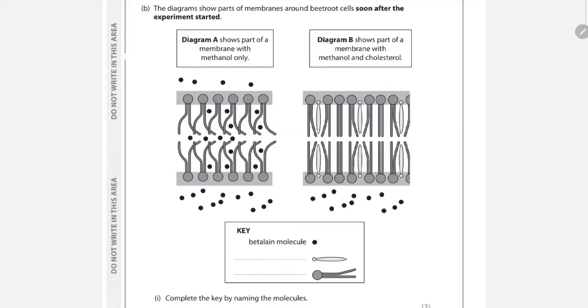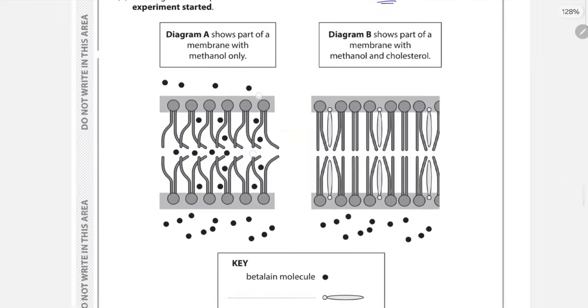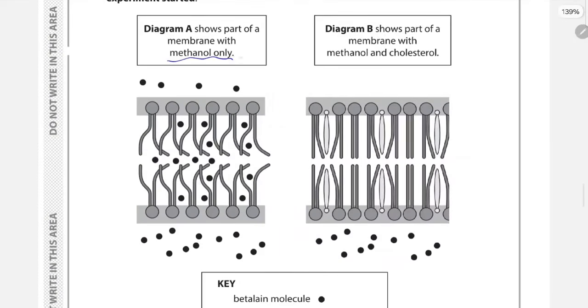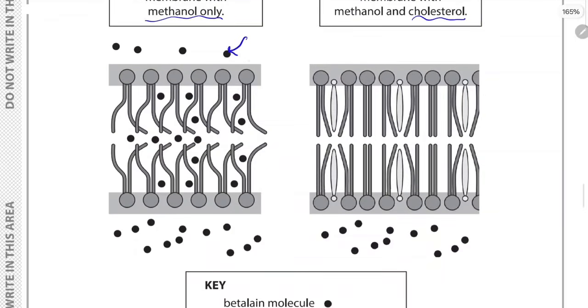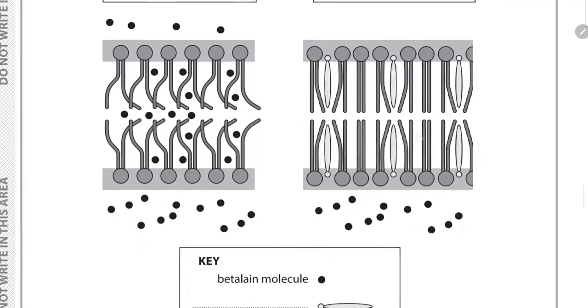Now let's see this question. The diagrams show parts of membranes around beetroot cells soon after the experiment started. We have diagram A with a membrane with methanol only and diagram B containing cholesterol as well. These are obviously the pigment particles or the pigment molecules. This is a phospholipid, and the ones embedded inside the membrane here are the cholesterol molecules.